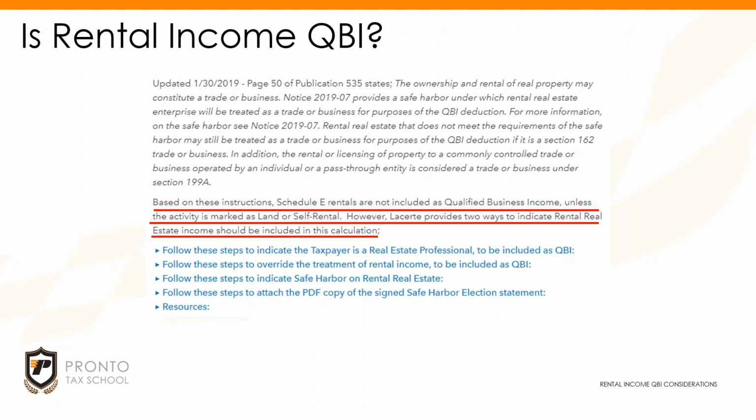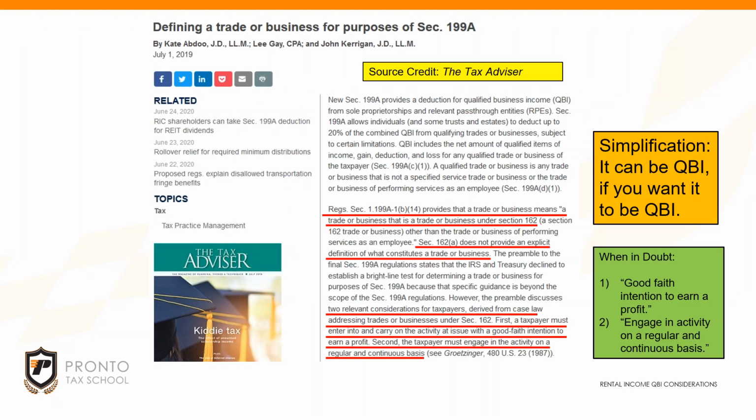So if you haven't already done this, and you probably have, just check the setting in your software. Lacerte automatically is going to treat any income you put in Schedule E as not qualified business income unless you tell the software that it is qualified business income. So you want to know for sure how your software is doing it. If you don't check any boxes, how is your software handling it? Definitely start there.